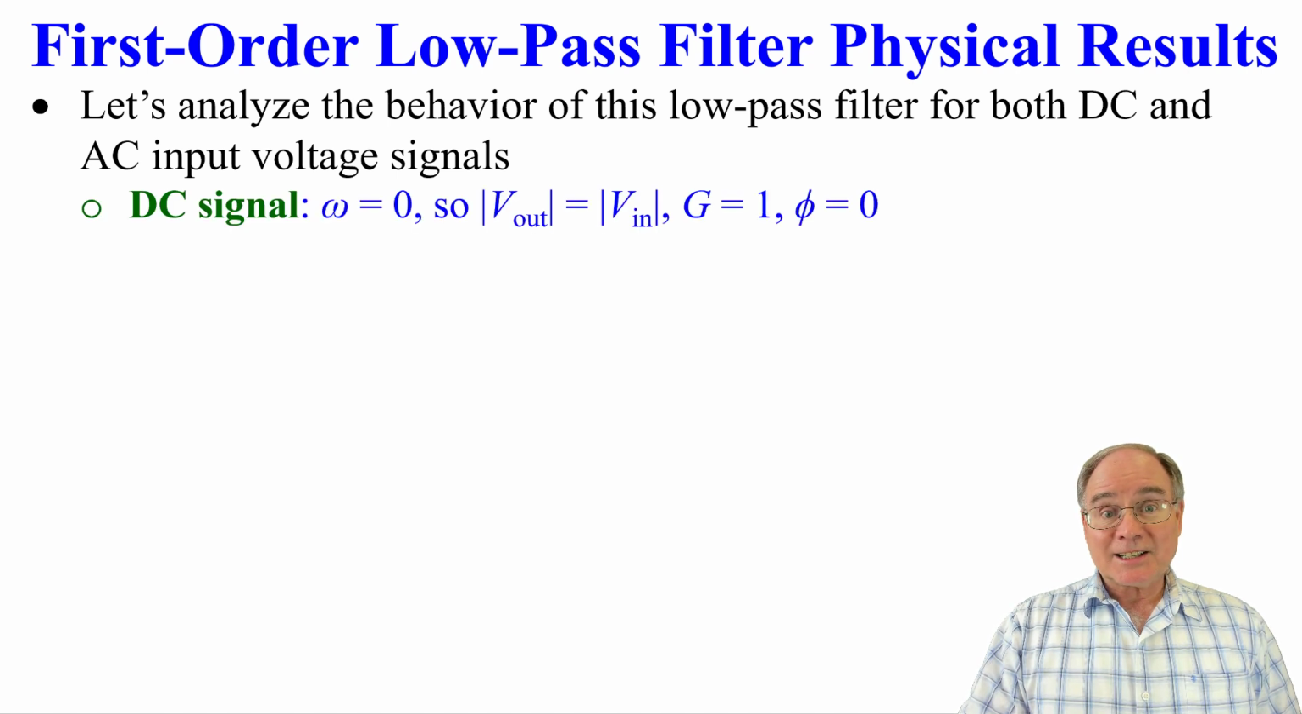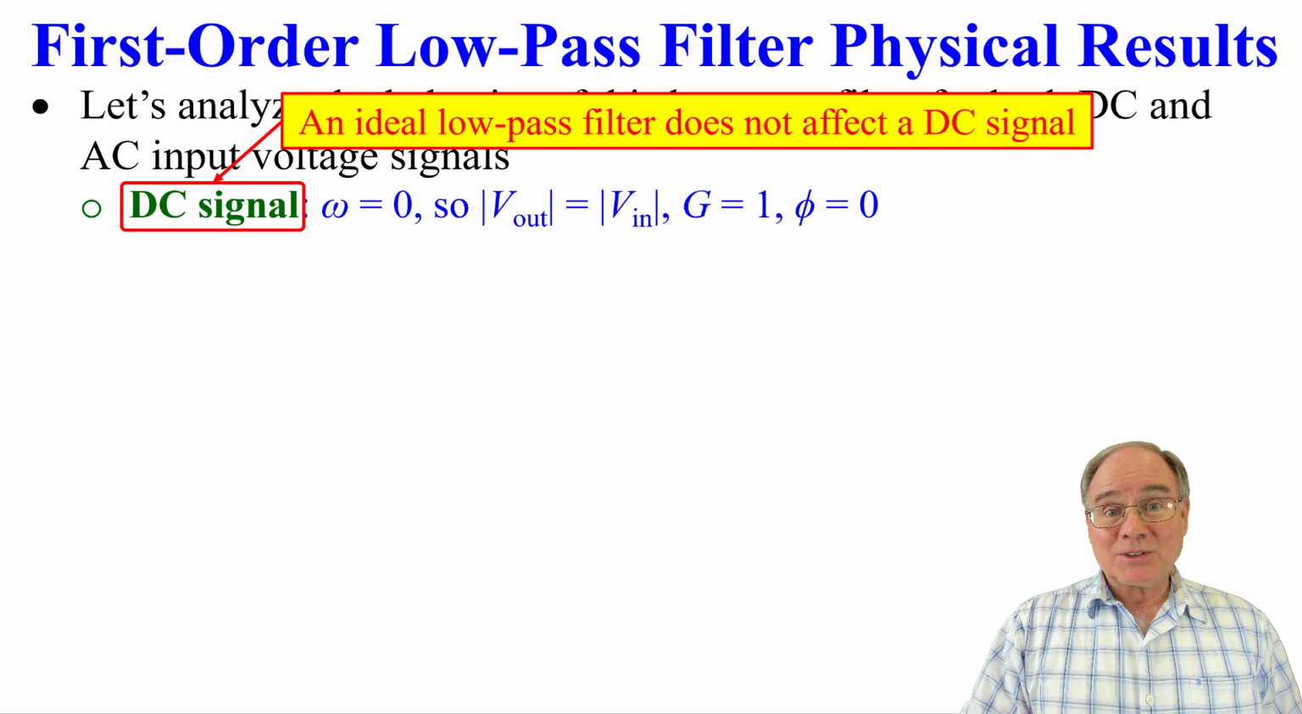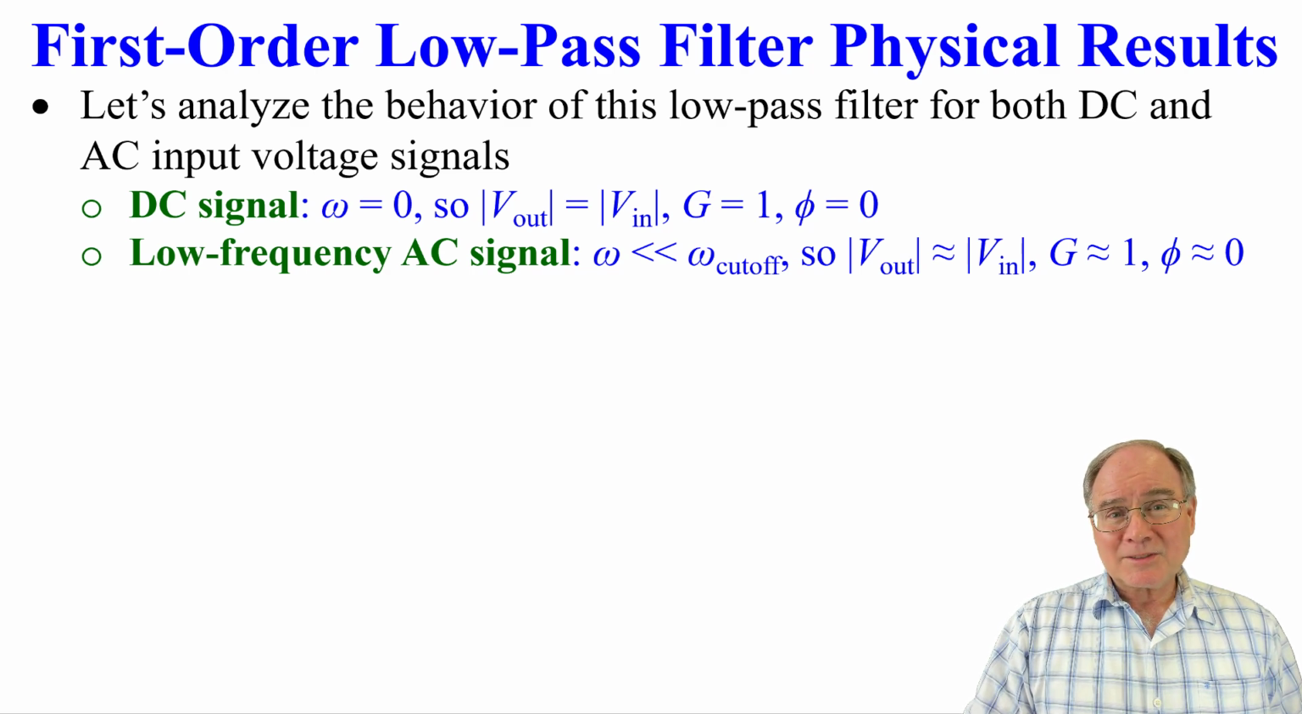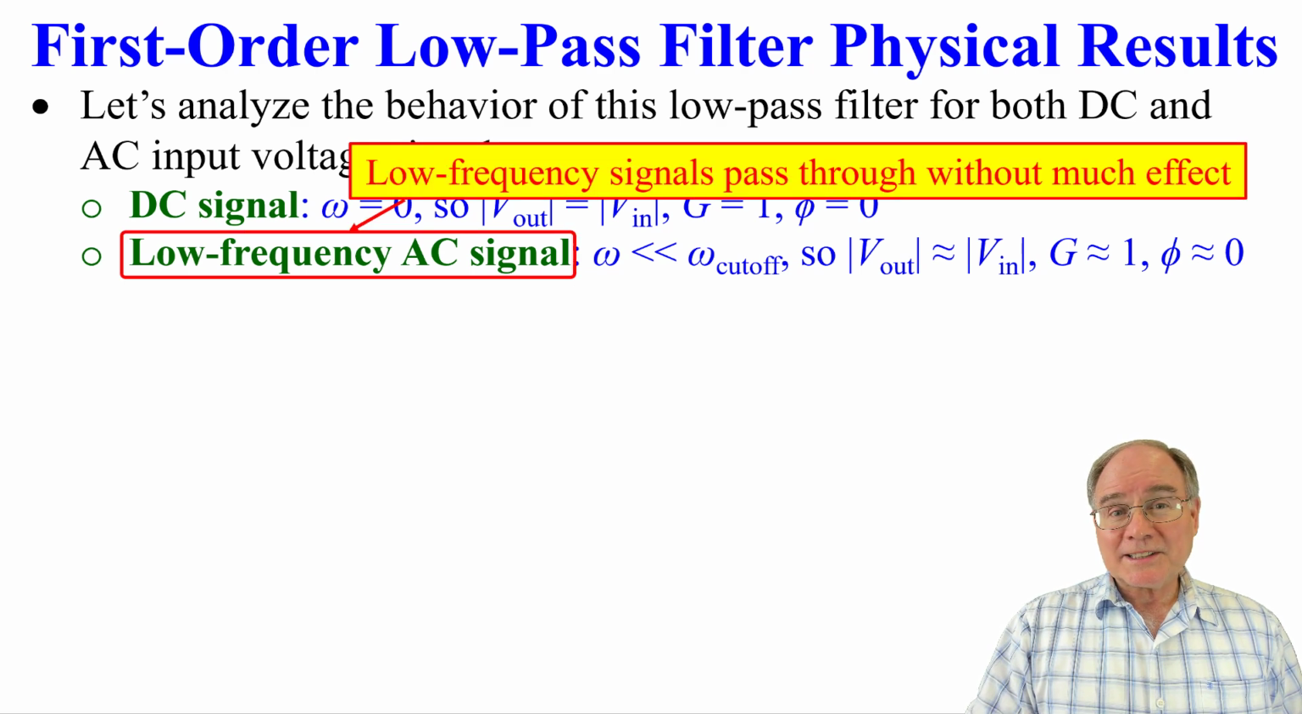Now let's analyze the behavior of this first-order low-pass filter for both DC and AC signals. For a DC signal, omega is 0 by definition. Therefore, the gain is 1 and there's no phase shift. An ideal low-pass filter does not affect a DC signal. Consider a very low-frequency AC signal. If omega is small compared to omega cutoff, the gain is still approximately 1, although it'll be smaller, like 0.99 something, and phi will be very small as well. So low-frequency signals pass through without much effect.